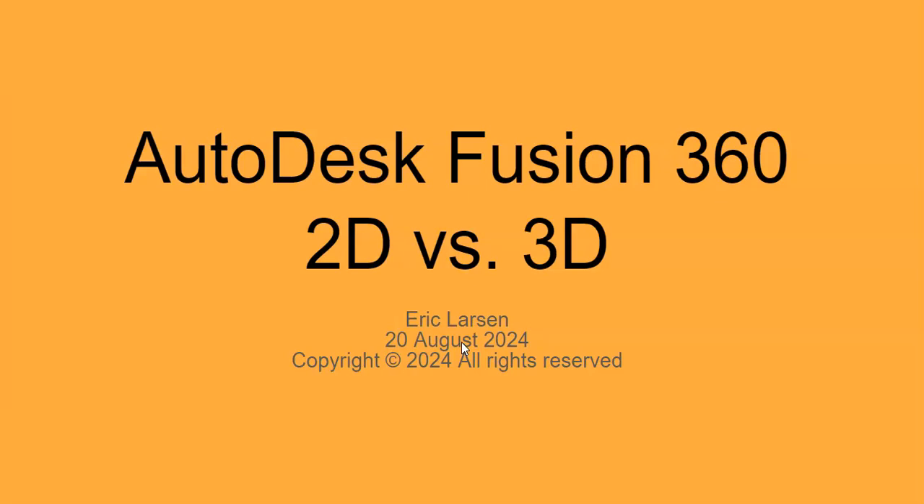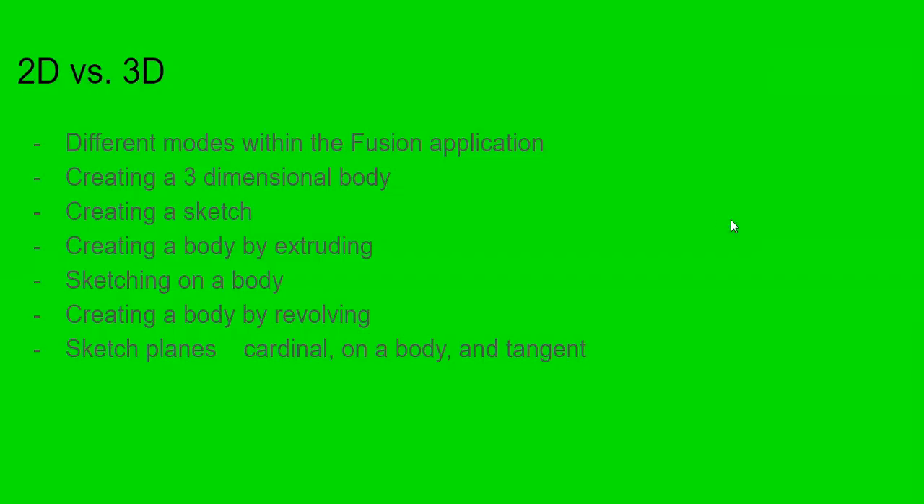This is about Autodesk Fusion. Fusion 360 is what they used to call it. It's now Fusion. I'm going to talk about 2D versus 3D mode. In Fusion, there are basically two different modes of the application, 2D and 3D.